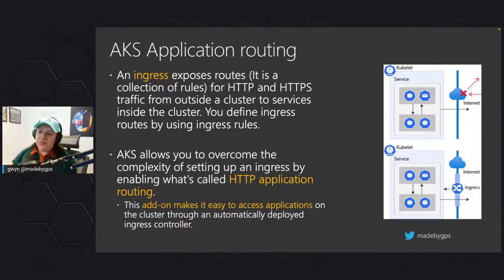So AKS allows you to overcome the complexity of setting up an ingress by enabling what's called HTTP application routing. This add-on makes it easy to access applications on the cluster through an automatically deployed ingress controller. Essentially, this add-on will deploy an ingress controller that's configured for you, and then you'll have all your DNS mappings and records that you need to access your services externally, right?